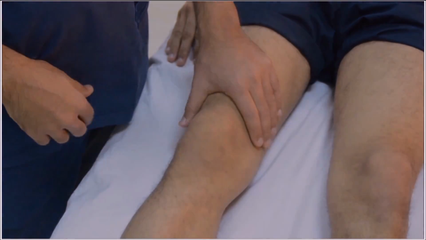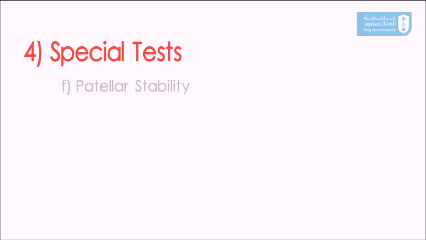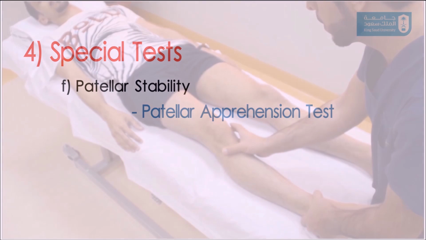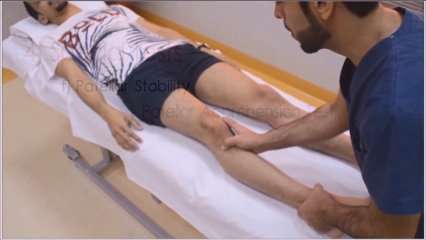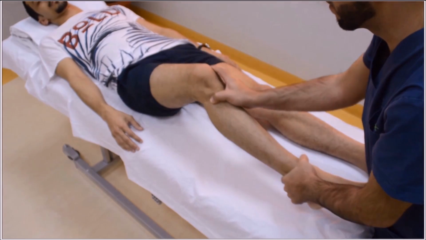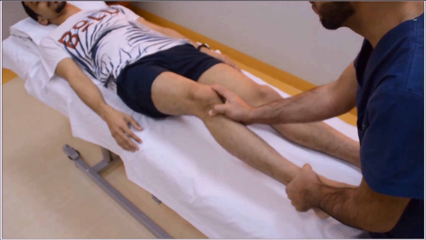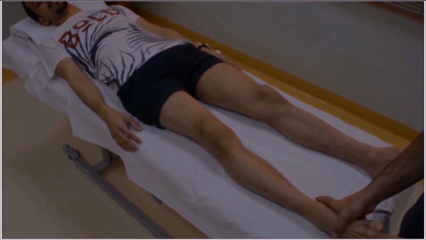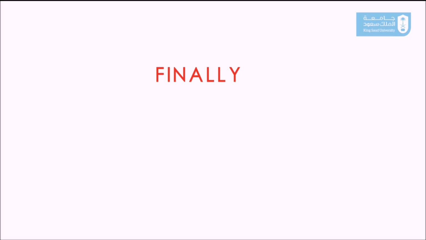To assess the stability of the patella, perform the patellar instability apprehension test. Make sure the quadriceps are relaxed. Push the patella laterally with one hand and flex the knee with the other hand simultaneously. Look at the patient's face for any signs of tenderness indicating a positive test, which suggests a lateral patellar dislocation.